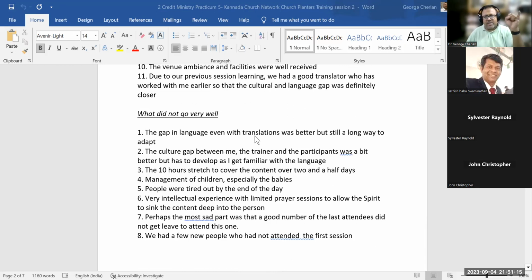The gap in language, even with translation, was better, but still a long way to adapt, because the content and the people, culture, and language always have a gap.